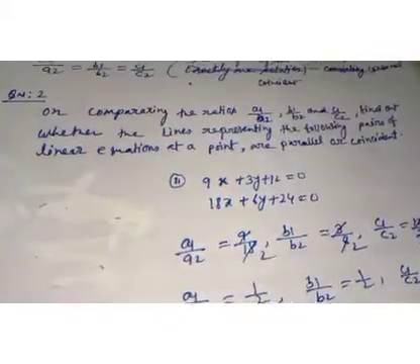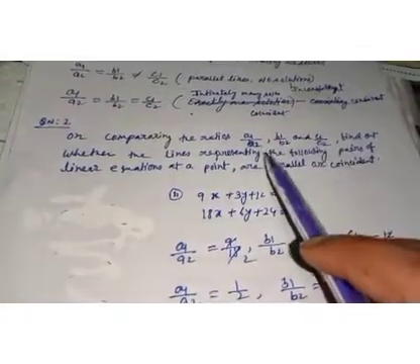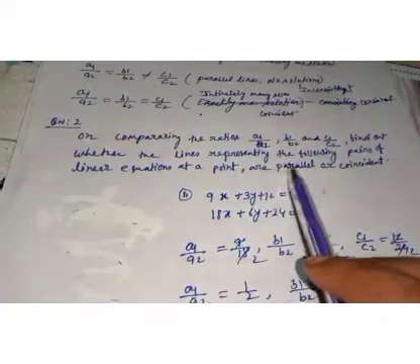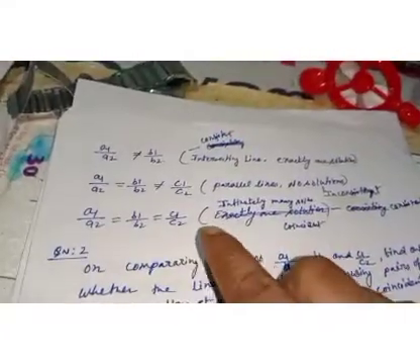So number 2, on comparing the ratios a1 by a2, b1 by b2 and c1 by c2, find out whether the lines representing the following pair of linear equations intersect at a point, are parallel or coincident. Already I have given the three conditions here. Now from these three conditions you have to use here that there are three questions maybe in question number 2. Here you need to compare them and you need to find these things.